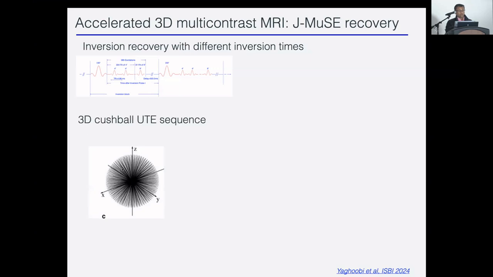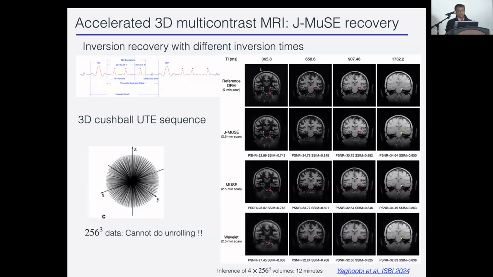We are using a 3D Cushball UTE sequence, and we are basically doing reconstruction of 256 cube data. So this is like a large data set. And here, it's very hard to do unrolling, and even with diffusion, it probably takes a long compute time. So here we are reconstructing 4 different contrasts jointly. We have this energy model trained over 4 different contrasts simultaneously, and it's thereby exploiting the redundancy across contrasts. So with this, the reconstruction time is around 12 minutes for reconstructing 4 256 cube data, which I think is a pretty good start.